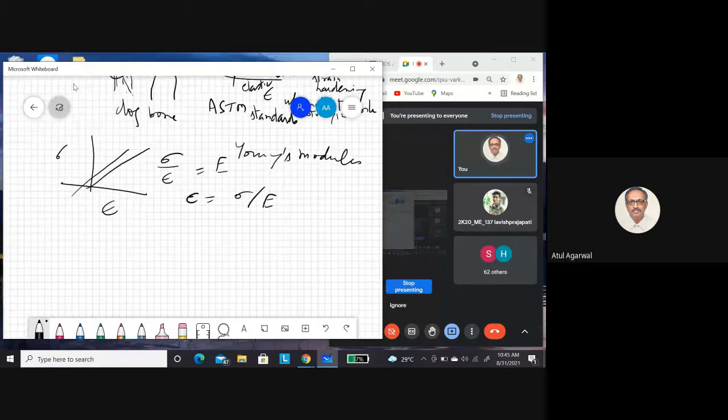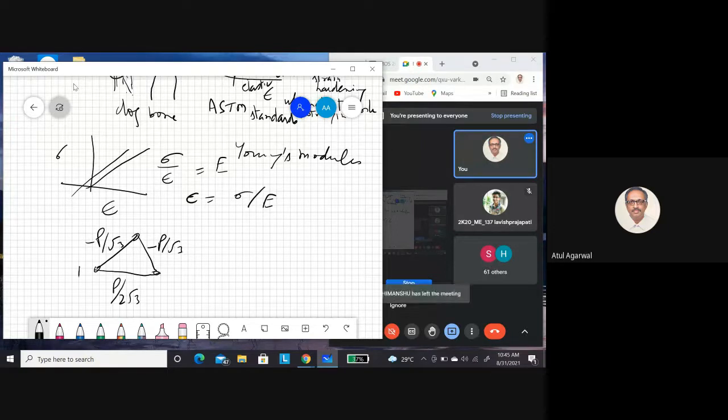So we were having something like this. So these were our internal forces. So what is the stress? The stress in bar AB, we call it normal stress in bar AB. So minus P by root 3, its cross-sectional area.